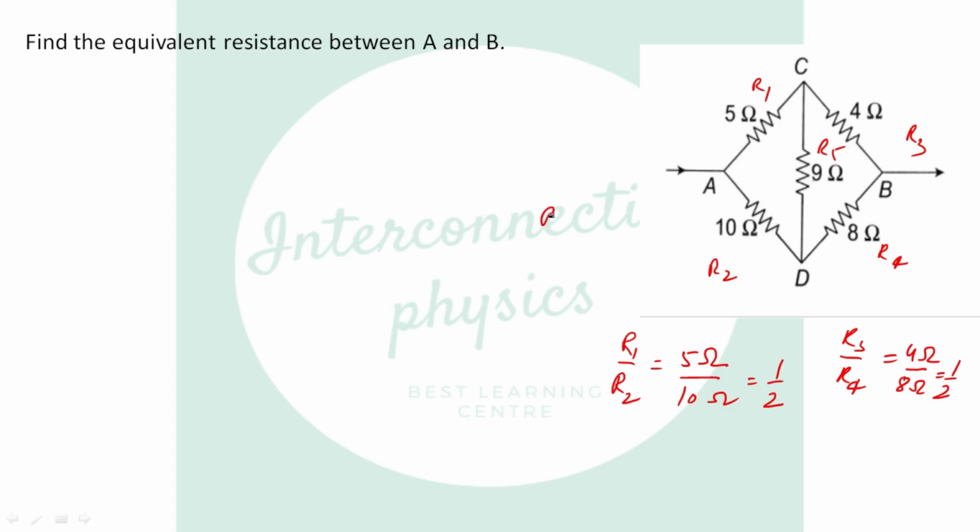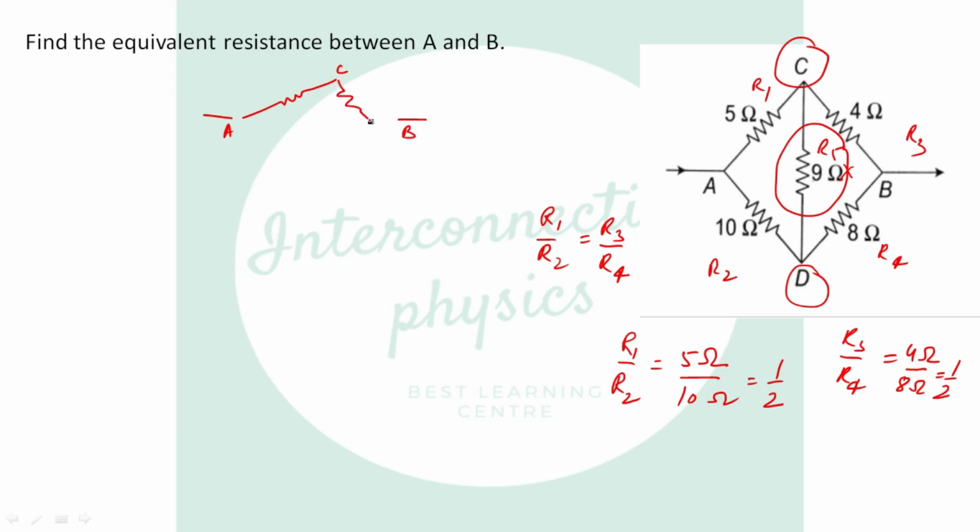So that means R1 over R2 is equal to R3 over R4. That means this Wheatstone bridge is balanced and the potential at C is equal to the potential at D. That means no current will be flowing through this 9 ohm resistor and we can remove it from this diagram. So the equivalent diagram will be this is B, this is A, this is C and this is D. That is 5 ohm, 4 ohm, 10 ohm and 8 ohm.